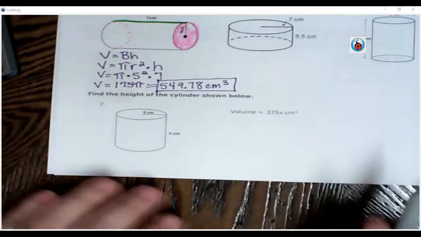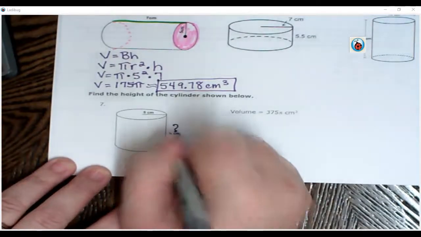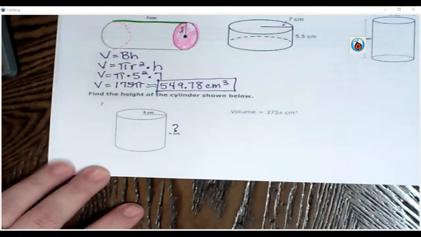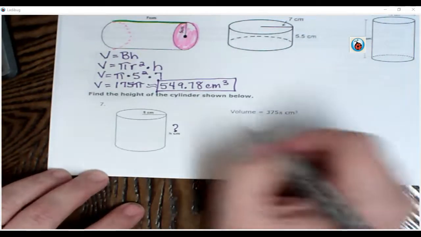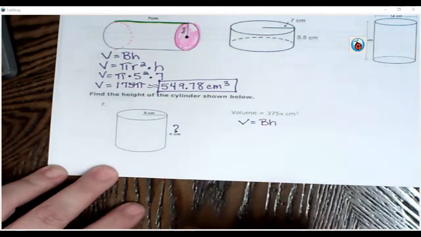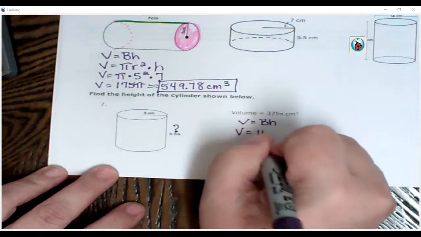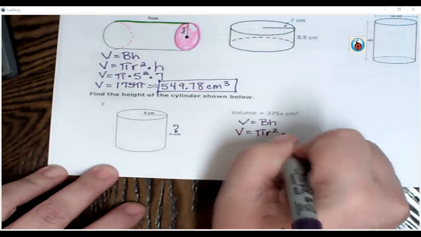But now look at number 7. I know a lot of you are going to have questions on this one. They gave you the volume. They're looking for the height. You're going to still start out the same way, with the formula. And we're still going to break it down. Volume equals pi r squared times height.